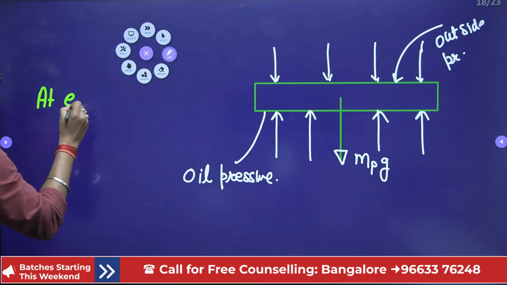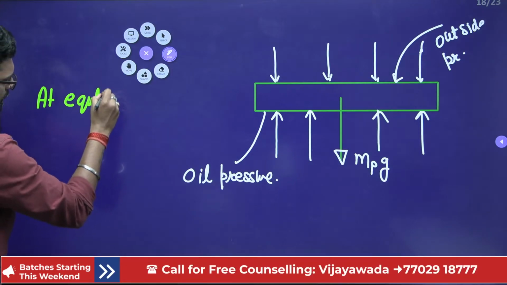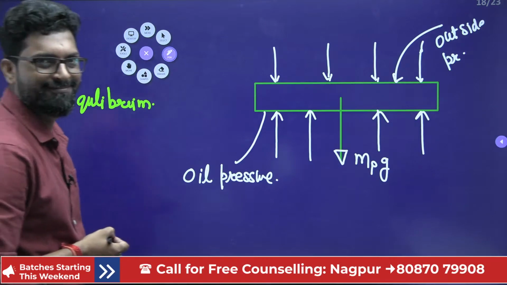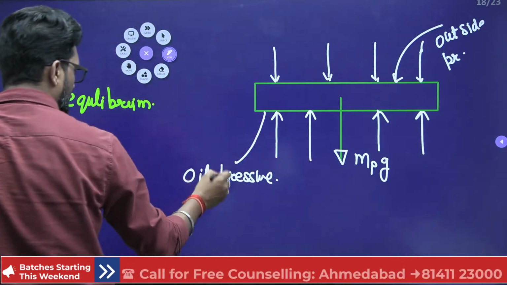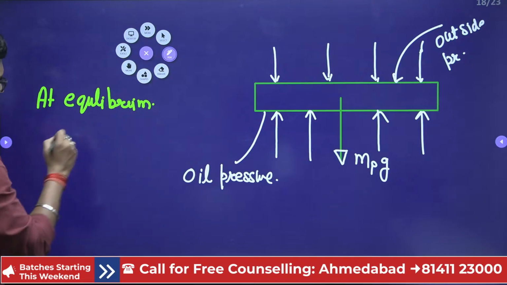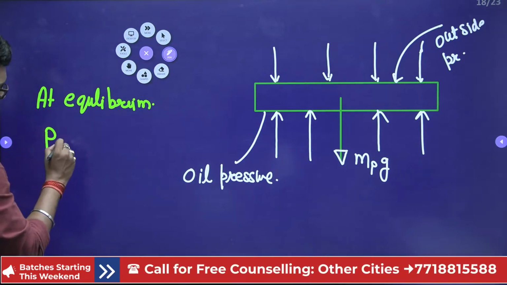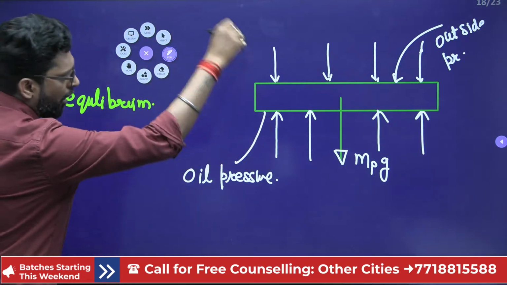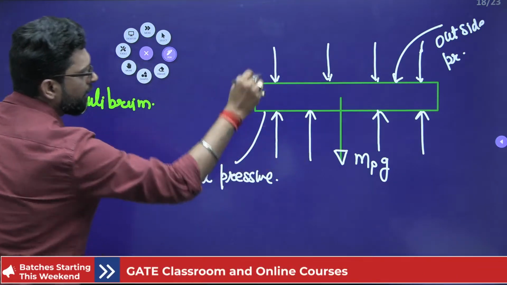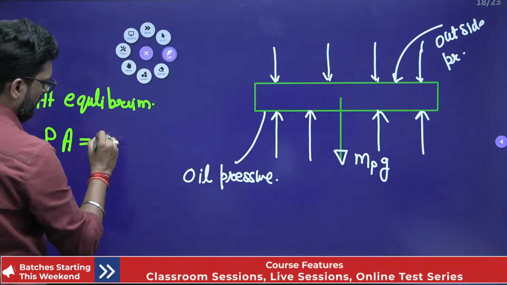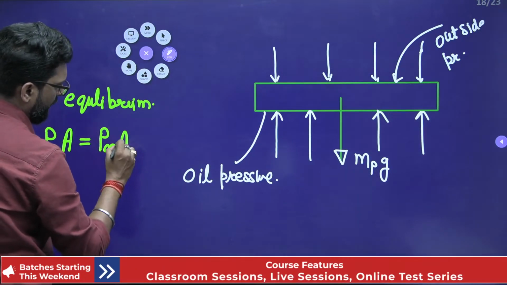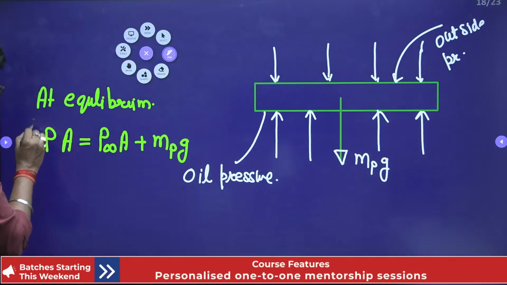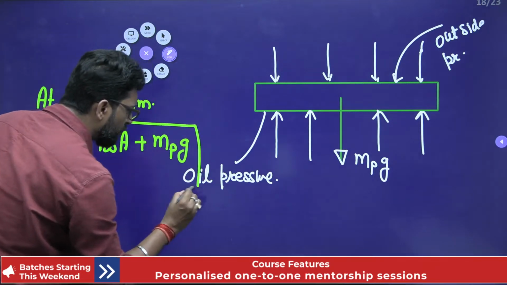at equilibrium, that means what is the pressure required? Inside pressure P into area A is equal to the outside, that means opposite, downward: P infinity into A plus mass of the piston into g. Many times a student gets confused here, sir.